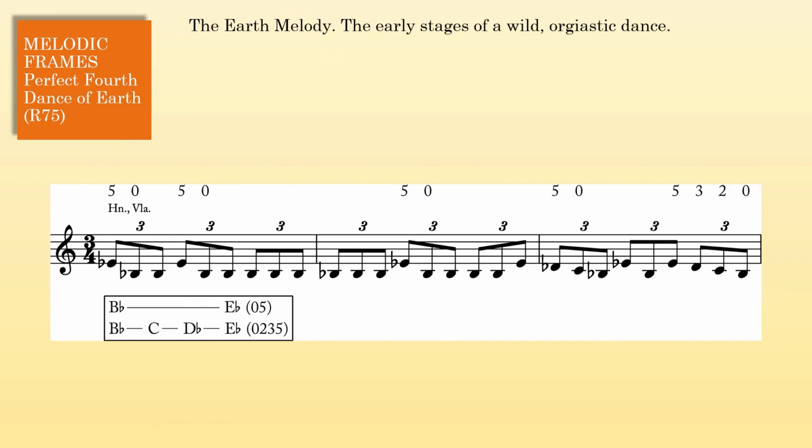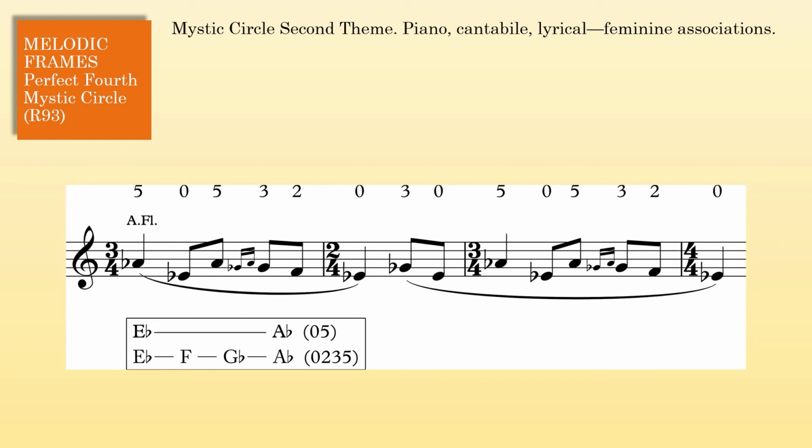The Earth melody is part of a wild, orgiastic dance for male and female dancers. This is the second main melody in Mystic Circle of the Young Women. It is choreographically a circle dance. Its scoring for solo alto flute, its expressive markings, piano cantabile, and its lyrical quality all mark it as feminine in affect.